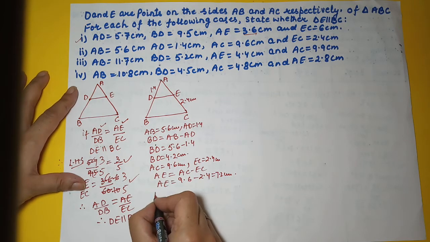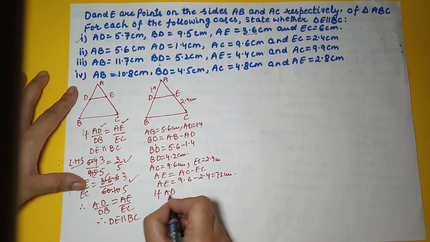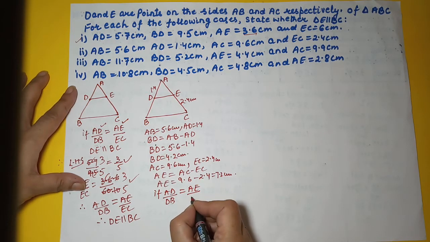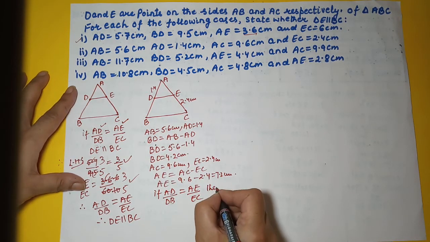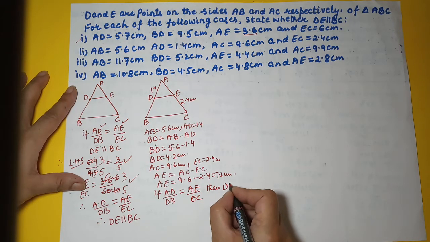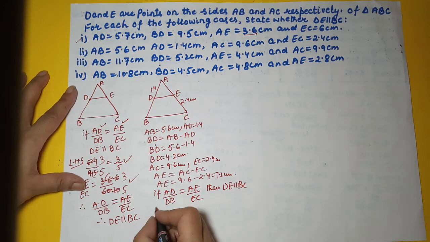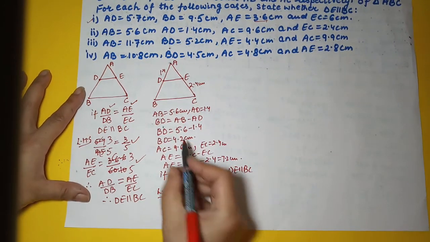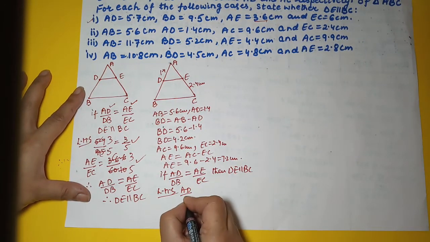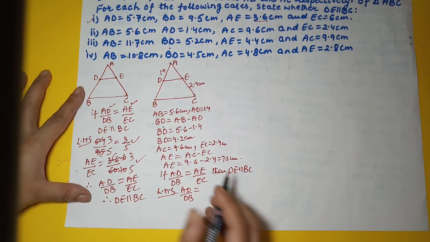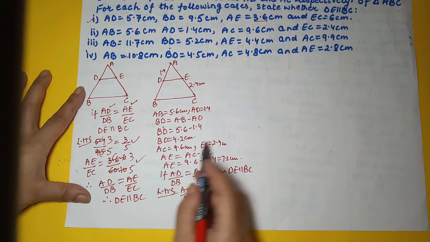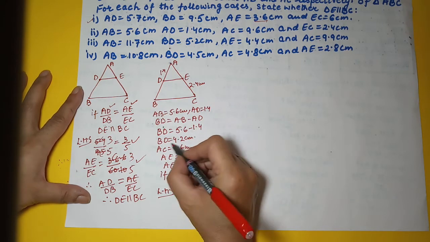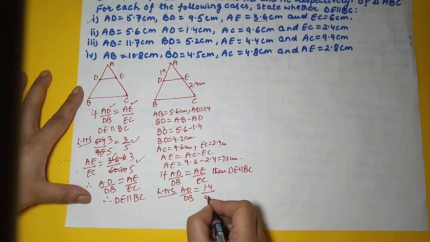Now, I will check if AD upon DB is equal to AE upon EC, then I can say that DE is parallel to BC. So let me check. I'll take the left hand side part first. So for that I have AD upon DB. Let me check how much is that. AD is 1.4. BD I have found, 4.2.